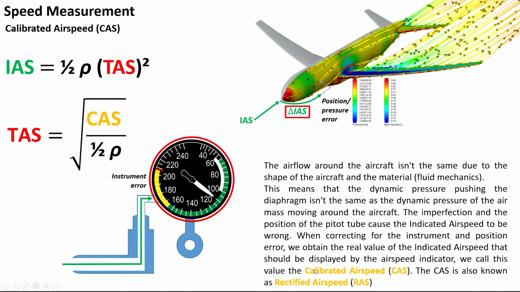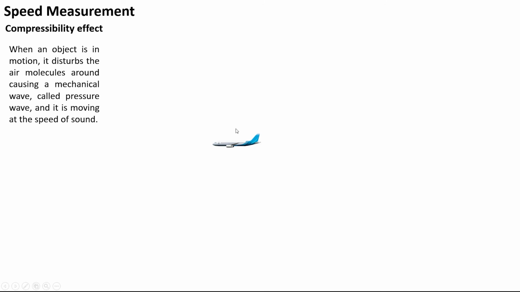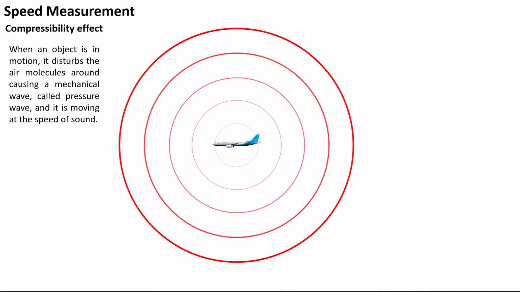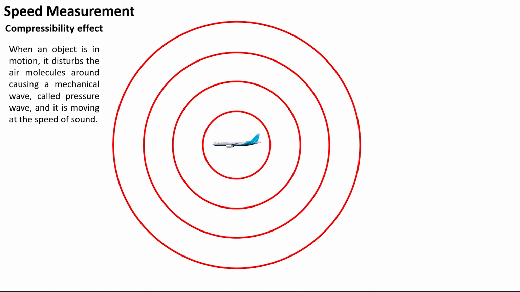Okay, so now that we understood what the calibrated airspeed is, let's imagine that now I have no mistake. So let's imagine that my airspeed indicator shows this value. So there is no position or instrument error, and IAS is equal to CAS. Now I'd like to speak about the compressibility effect. When an object is in movement, for example an aircraft, it will generate pressure waves, and those pressure waves will travel at the speed of sound.